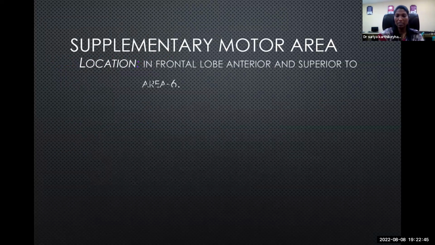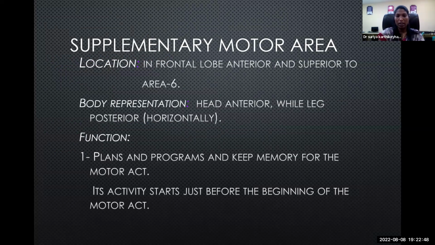Coming to the supplementary motor area, mainly it plans, programs, and keeps the memory for the motor act. So when a motor act has to happen, planning and programming happen in the supplementary motor area. So we have the motor area, premotor area, and supplementary motor area. The planning and programming take place in the supplementary motor area, but the action will be done by the motor area. Even when the supplementary motor area is affected, we don't have planning, and again there will be weakness. If the main motor area is affected, again there will be paralysis and weakness.